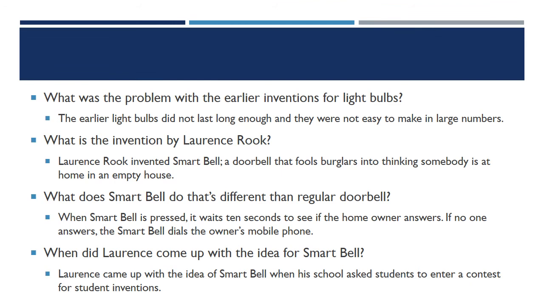What was the problem with the earlier inventions for light bulbs? The earlier light bulbs did not last long enough and they were not easy to make in large numbers. What is the invention by Lawrence Rook? Lawrence Rook invented Smart Bell, a doorbell that fools burglars into thinking somebody is at home in an empty house.